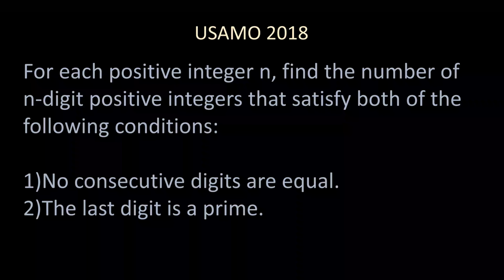Hello guys, this is a problem from the USAMO 2018. It says that for each positive integer n, find the number of n-digit positive integers that satisfy both of the following conditions. 1. No consecutive digits are equal, and 2. The last digit is a prime. Let's solve this.